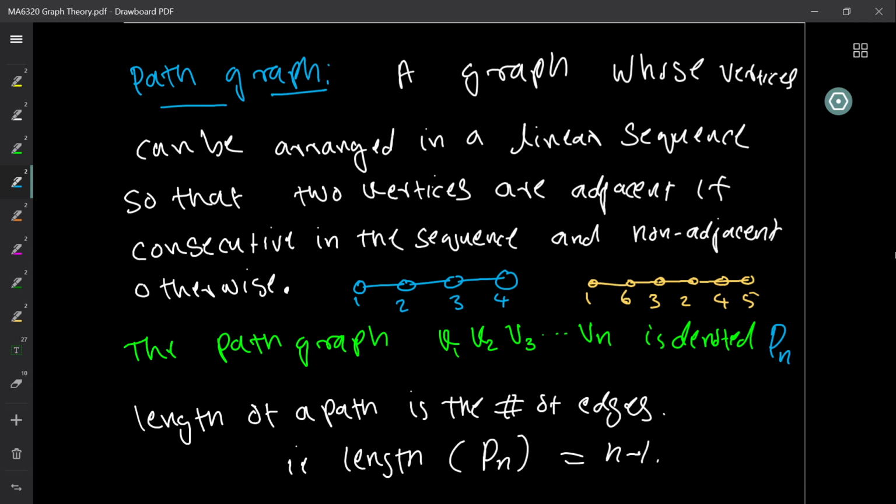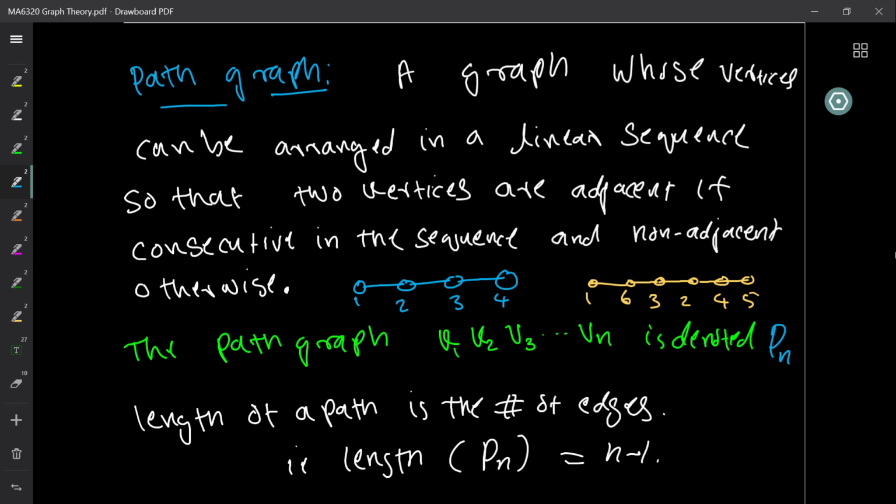Another important class of graphs are the path graphs. The graph is called a path if you can find a linear order of the vertices such that the vertices are adjacent if and only if they are consecutive in the sequence. For example, if I have v1, v2, v3, v4, v5 as a sequence, then v1 to v2 must be an edge, v2 to v3, v3 to v4, v4 to v5. So the edges must be present and no other pairs form an edge. Such a graph is called a path graph.